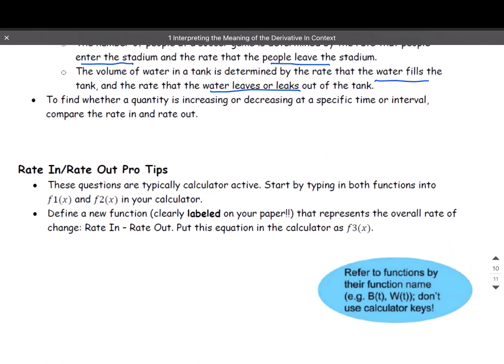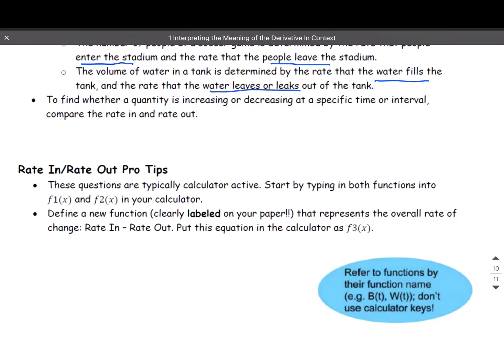Now, some pro tips. Some things that are really good to know: these are usually calculator active on your AP exam. So the first thing you should do is put your rate in and your rate out into F1 of X and F2 of X in your calculator. You can also define a new function, clearly labeled on your paper. If it's not labeled, they don't know what it is and they won't read it and won't grade it. That represents the overall rate of change.